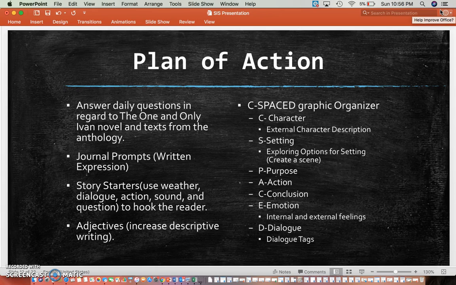And then E stood for emotion. So specifically for emotion, I wanted the students to understand internal and external feelings.